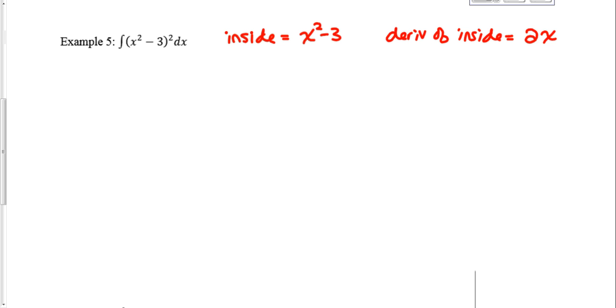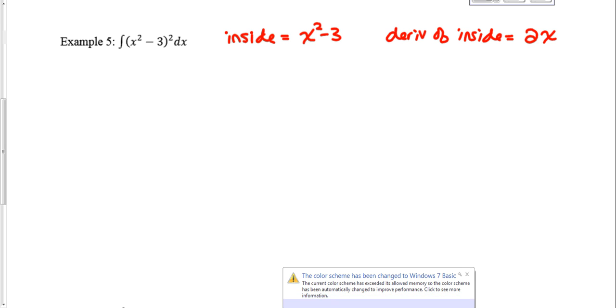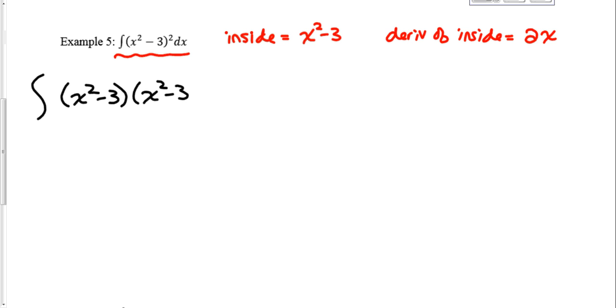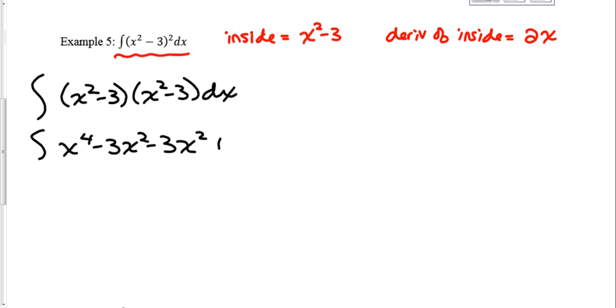Sorry about that. What we need to do for this one is actually multiply this out. We're going to square this out, then find the antiderivative of each term. So the antiderivative of x squared minus 3 times x squared minus 3 dx. Multiplying this out, I get x to the 4th minus 3x squared minus 3x squared plus 9.